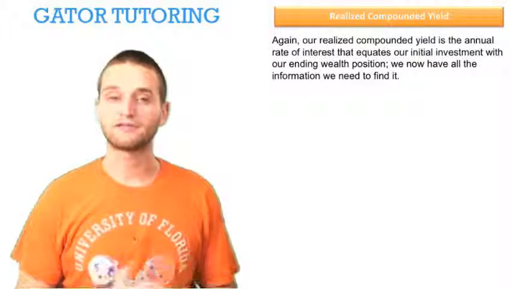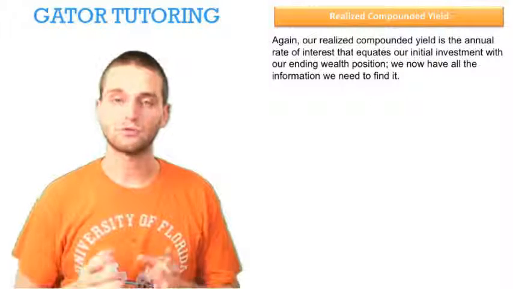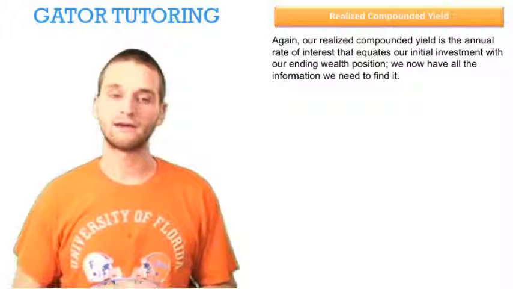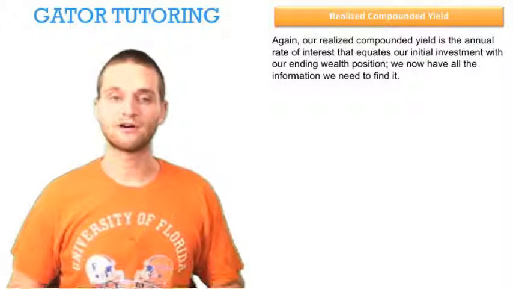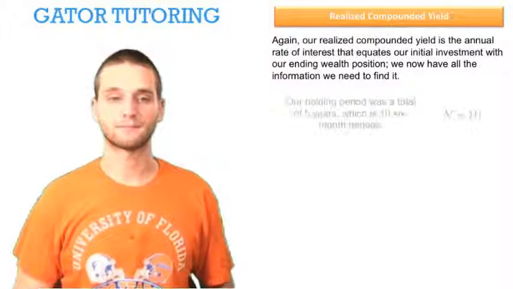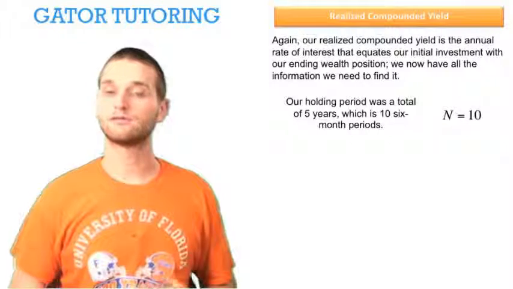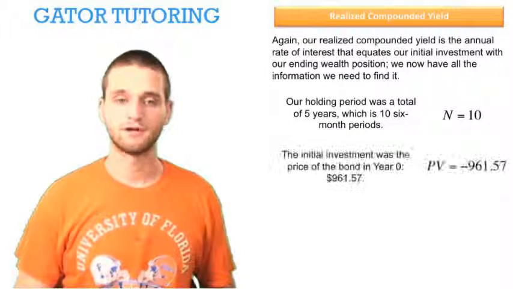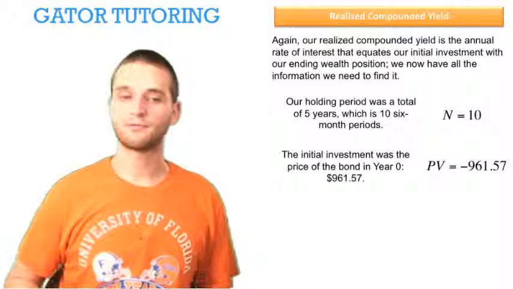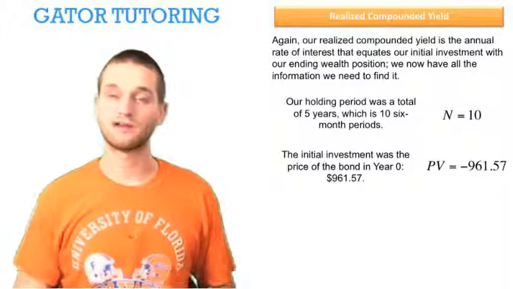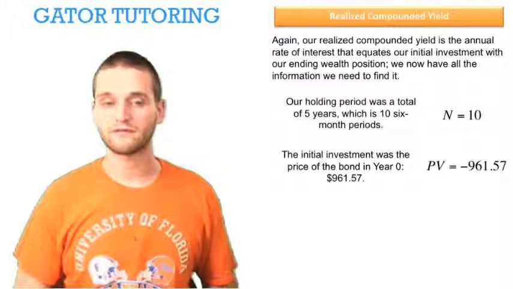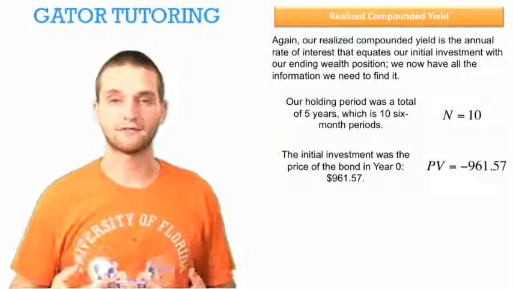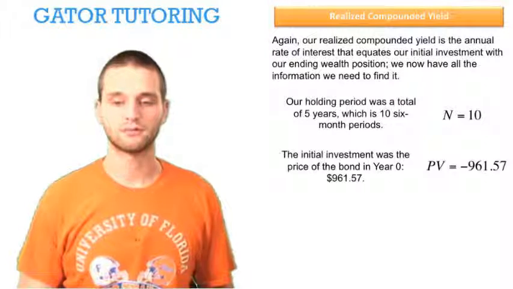Again, our realized compounded yield is the annual rate of interest that equates our initial investment with our ending wealth position. So we now have all the information we need to find it. Our holding period was a total of 5 years, which is 10 6-month periods. The initial investment was the price of the bond in year 0, which was the $961.57. We'll enter this as a negative value to represent a cash outflow because we're purchasing this bond.